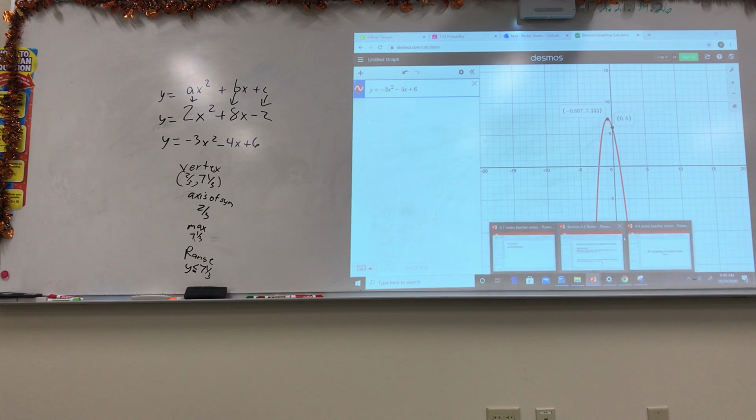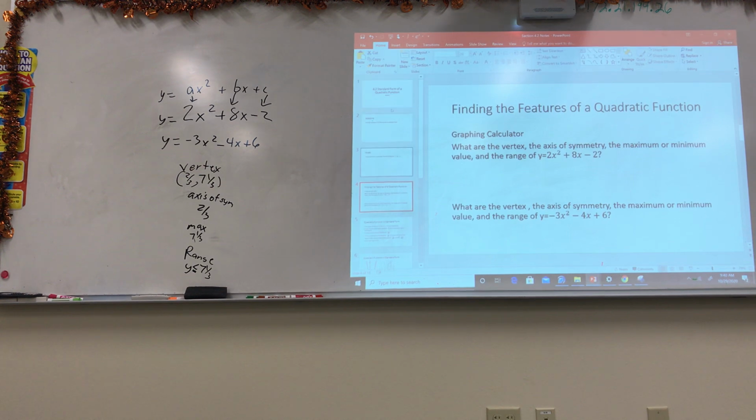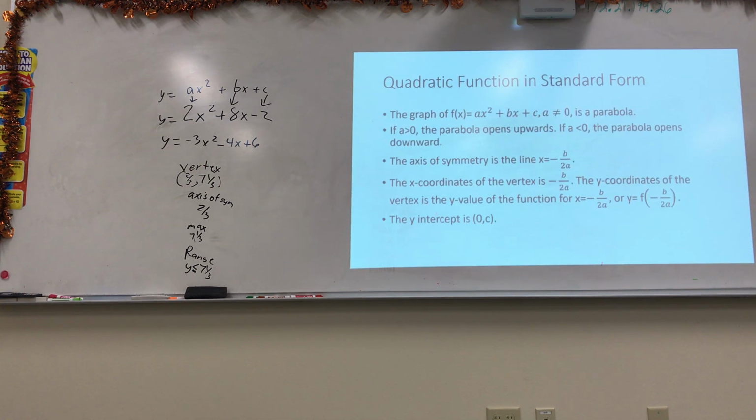Now to the real part of the lesson today. Quadratic function in standard form: the graph of f of x equals a x squared plus b x plus c, where a cannot equal 0, is a parabola. If a is greater than 0, the parabola opens upwards. If a is less than 0, the parabola opens downwards. The axis of symmetry is the line x equals negative b over 2a. So that's going to tell us where our axis of symmetry is. The x-coordinate of the vertex is the same thing, negative b over 2a.